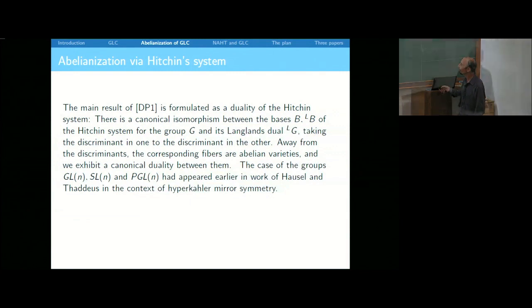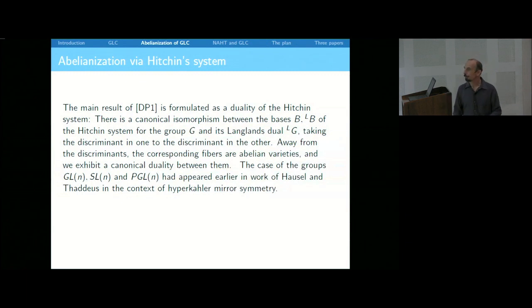The case of the groups of type A_n, so GL_n, SL_n, and PGL_n, had appeared earlier in work of Hausel and Thaddeus in the context of hyperkähler mirror symmetry. So in a sense, we're generalizing that to other groups. I mentioned before that there's something funny happening for some groups like F and G.